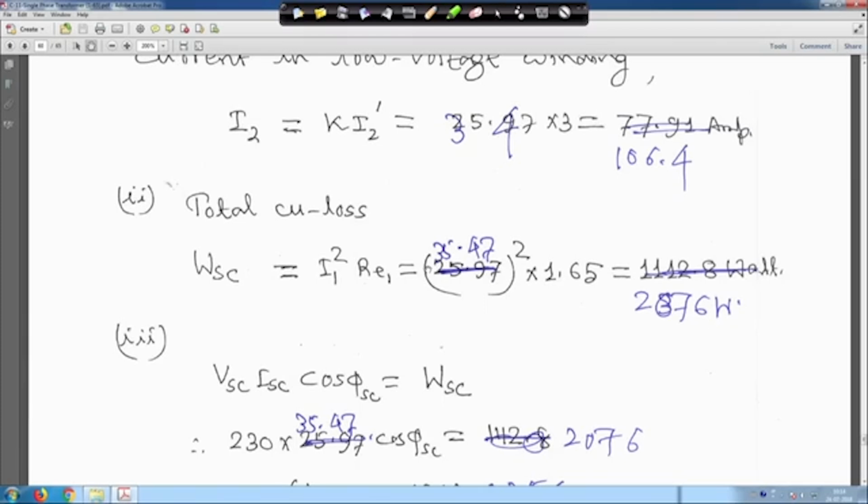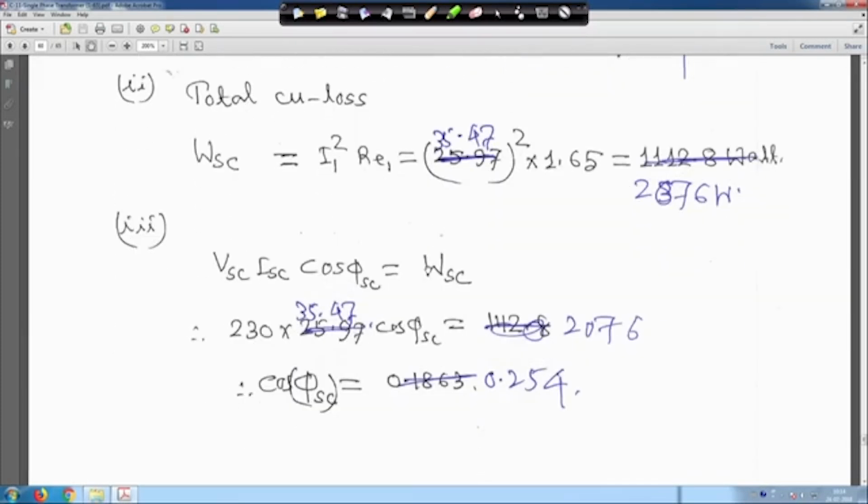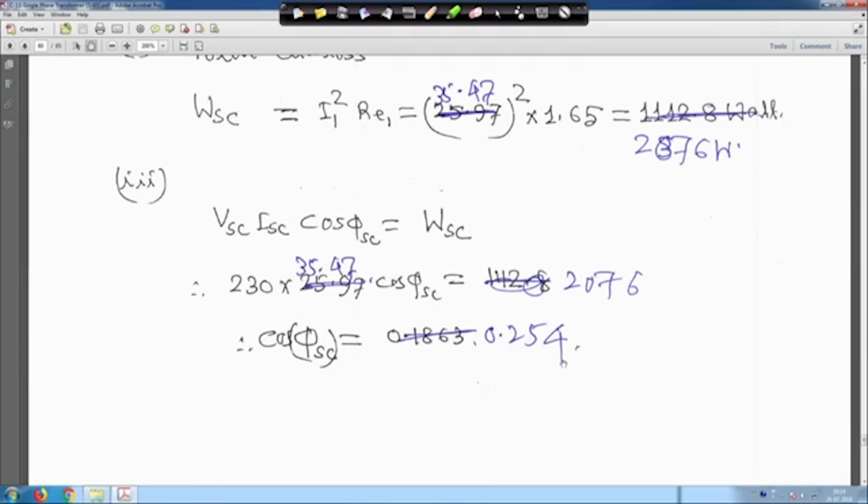And another thing we know: VSC ISC cos phi SC is equal to WSC, I mean VI cos phi is equal to W, the same relationship. So, V is 230 volt, current is 35.47 ampere, we have to find cos phi, and W is equal to 2076. So, it is coming 0.254, the power factor. So, this is a very simple thing.